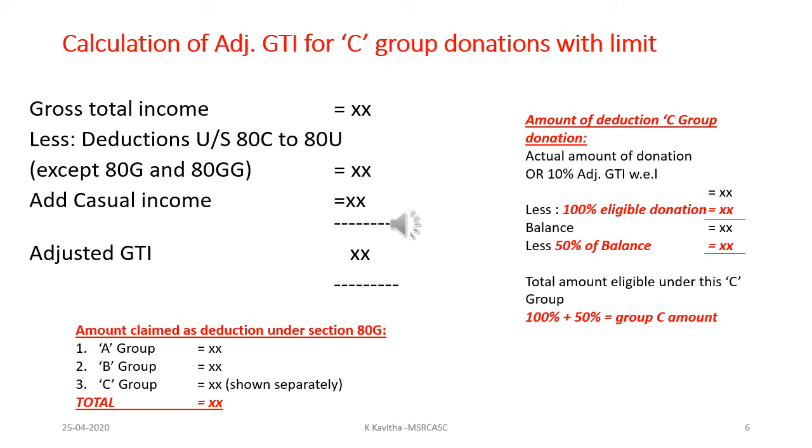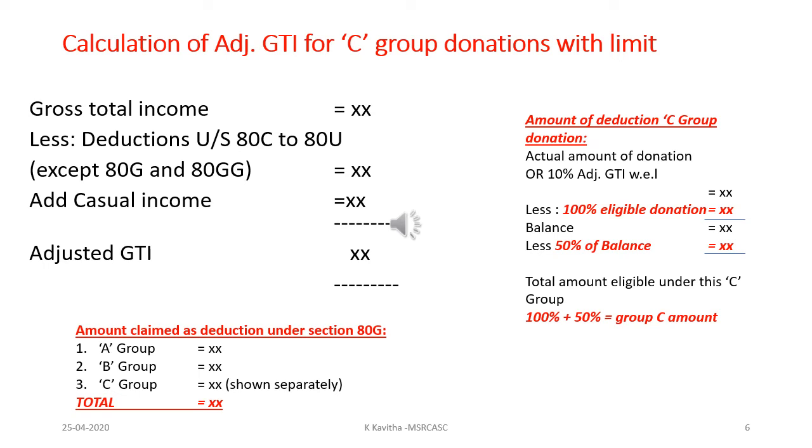To make you more conversant with 80G donations, I have shown you here the calculation of adjusted gross total income for Group C donations. Out of gross total income, you subtract casual income, LTCG and STCG with STT. Then deductions from 80C to 80U except 80G. Then whatever amount you get is called adjusted gross total income.